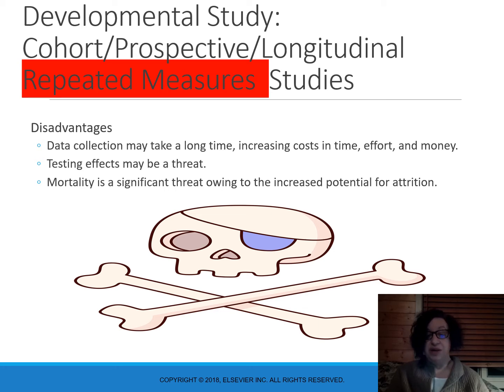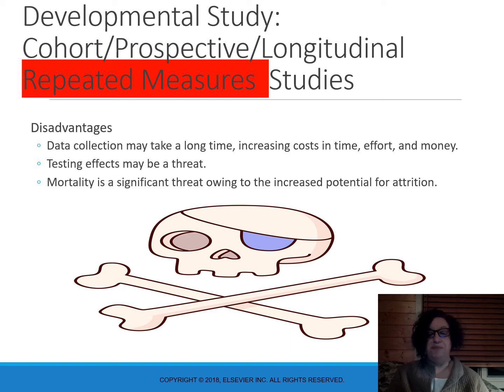Testing effects may be a threat if the testing subject is used to the test you're using. Again, they may not give honest results or honest answers. They may give the answers that they anticipate you want.